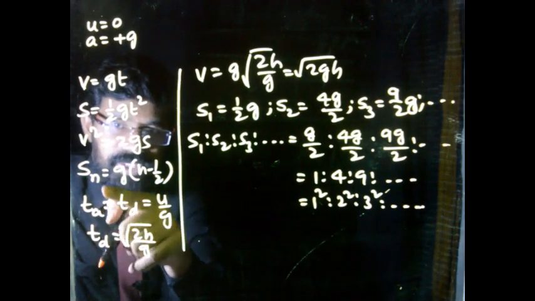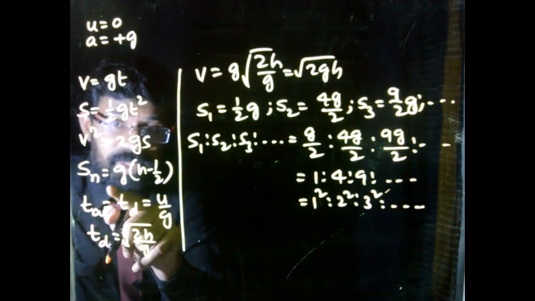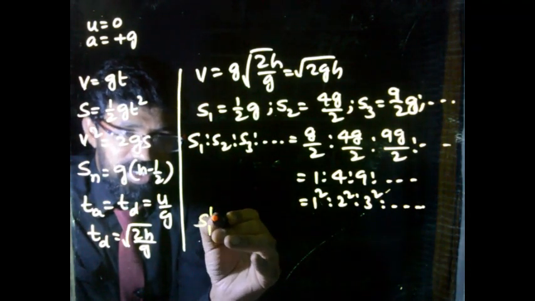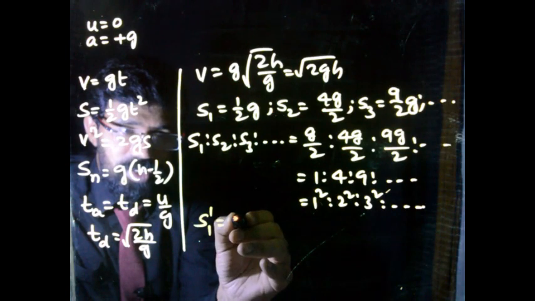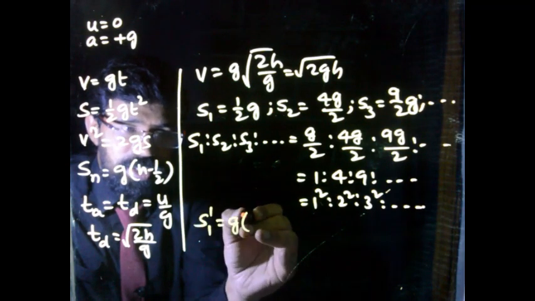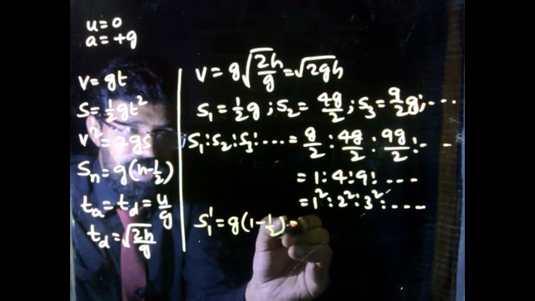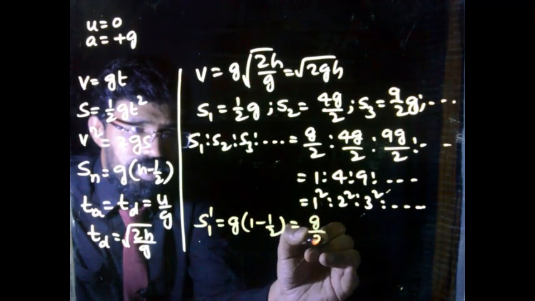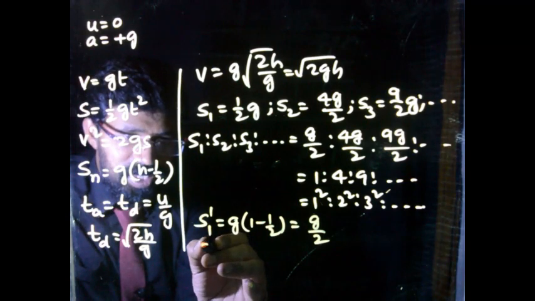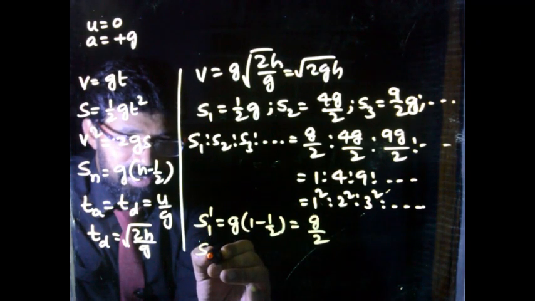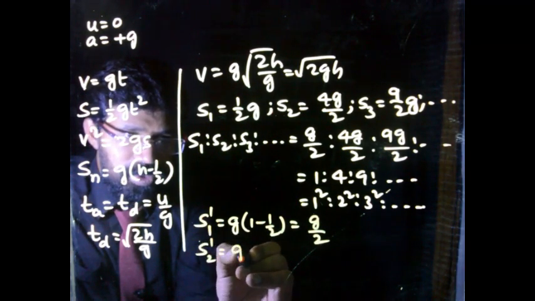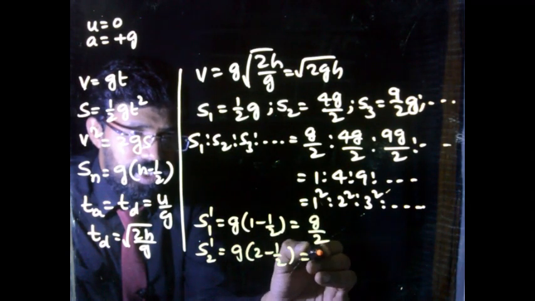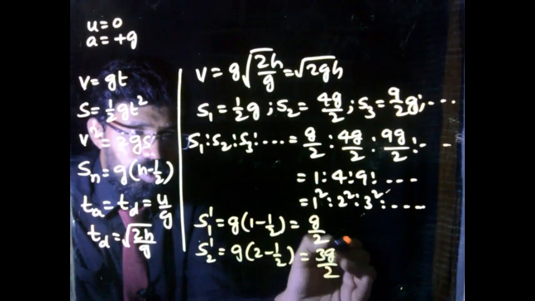I will make use of this equation. What is this Sn? Distance travelled by the body in the nth second. In the first second, let us say the distance travelled is S1 dash, which is equal to g of n minus half. n is what? 1. 1 minus half, which is equal to 1 minus 1 by 2. So 1 by 2. So we will have g by 2. Similarly, the distance covered by the body in the second second, S2 dash, is equal to g of 2 minus 1 by 2. 2 into 2 is 4. 4 minus 1 is 3. So 3g by 2.